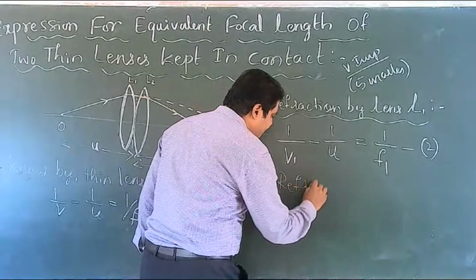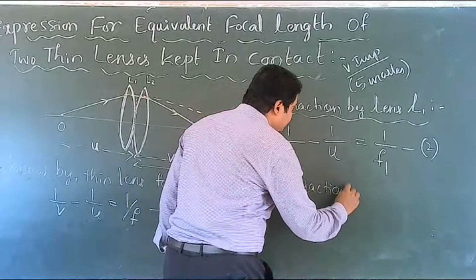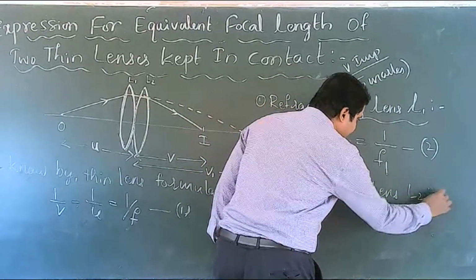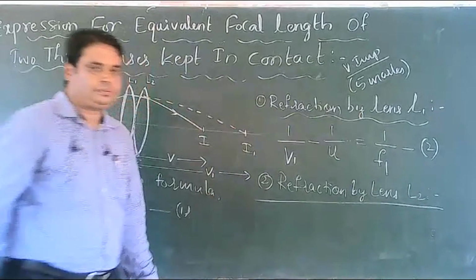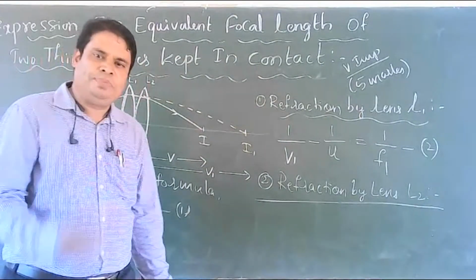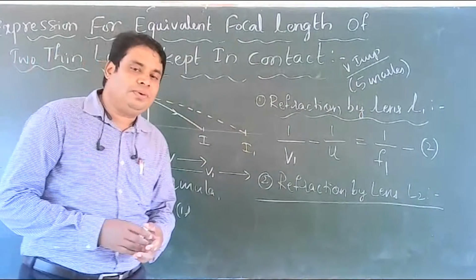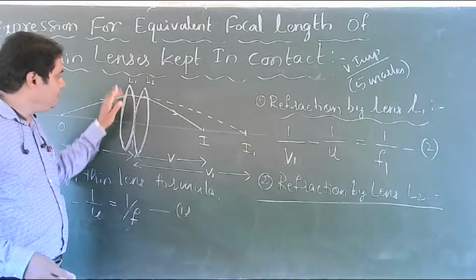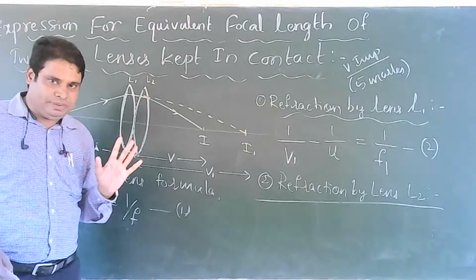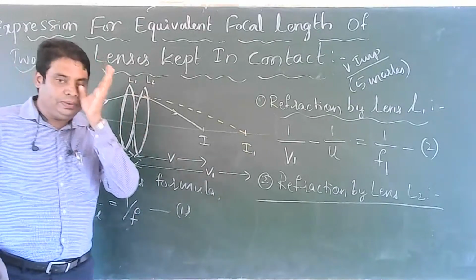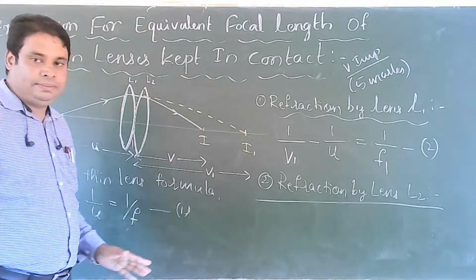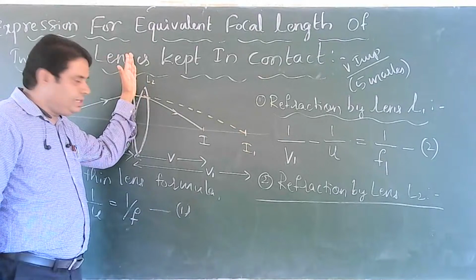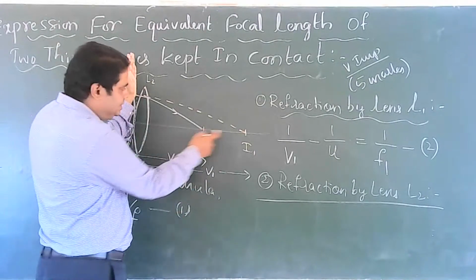Now, refraction by lens L2. Of course, refraction through lens L2 in the absence of L1. You have to remember, refraction through lens L2 when in the absence of L1. If L1 is not present, then just leave this part. What we have? Only this much.